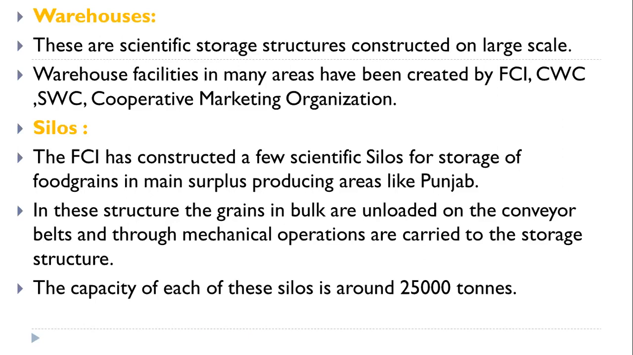And the last large-scale storage structure is called silos. The FCI, Food Corporation of India, has constructed a few scientific silos for storage of food grains in the main surplus producing areas. Surplus means areas with more production, like Punjab. In this structure, the grains in bulk are unloaded onto conveyor belts and mechanical operations are carried out to store the farmers' food grains. The capacity of each of these silos is around 25,000 tons. So a large quantity of food grains can be stored in such silos.